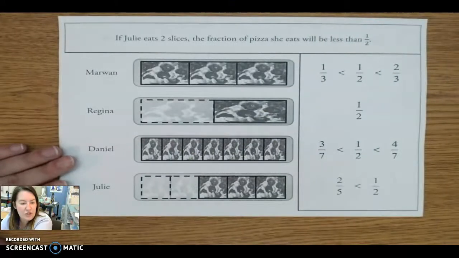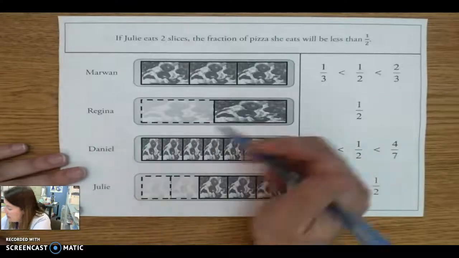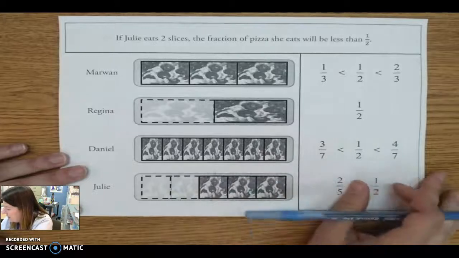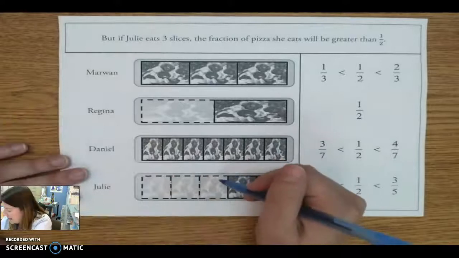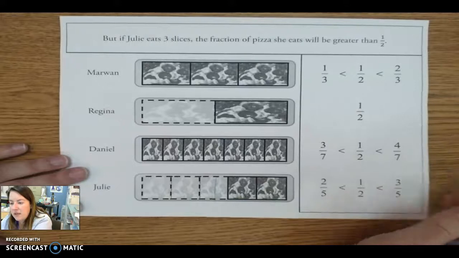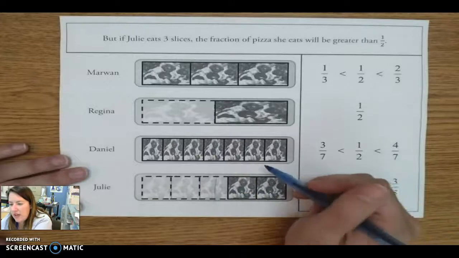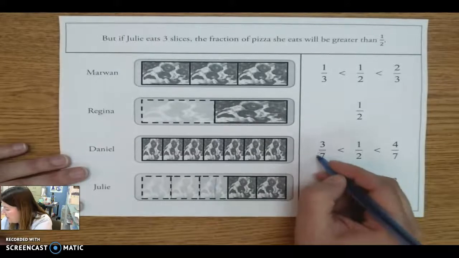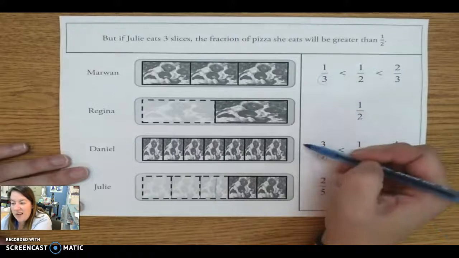All right, let's check Julie. So Julie's are fifths. So if Julie eats 2/5, it's less than half the pizza. But if she eats another slice, that third slice, it is actually more than half that pizza. Right? 2/5 was less than the half, 3/5 was more than the half. You notice that the ones broken up into fifths and sevenths and thirds couldn't be split exactly in half because they're odd numbers.